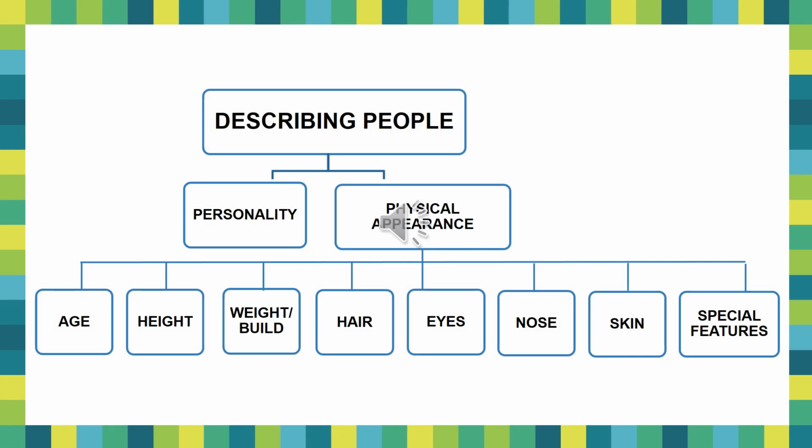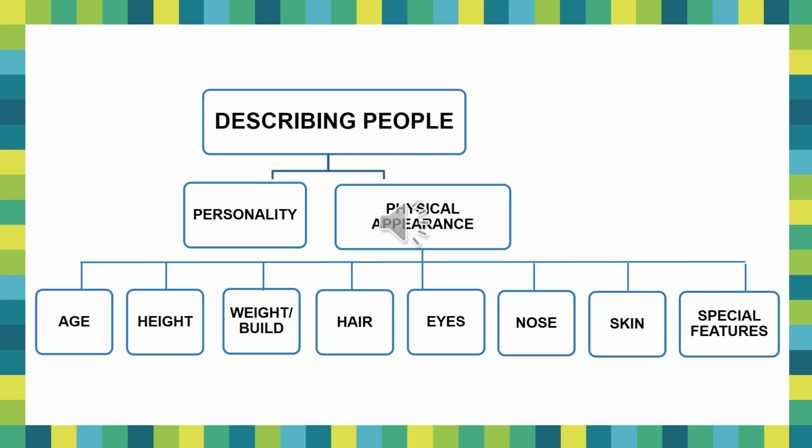Now take a look at these tables. We are going to talk about how to describe people around us. When we want to describe people, there are two points that we need to understand. The first point is personality. You have learned personality in the previous meeting, and today you will learn about physical appearance.